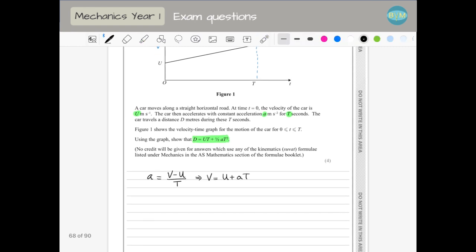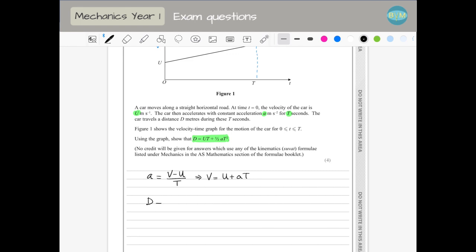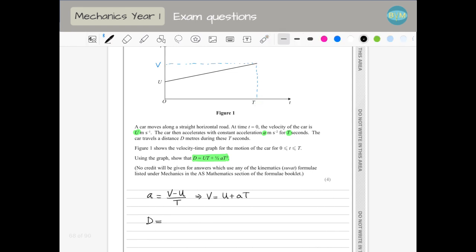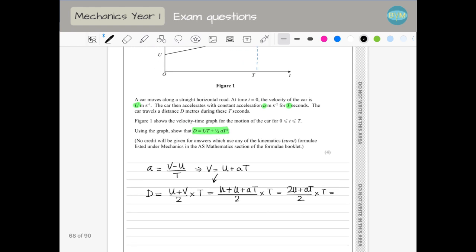Which means if I go to find the area of the trapezium, because that's going to be the distance, it is going to be the parallel sides, so u plus v divided by 2, times the distance between them, which is t. I don't want to write my formula in terms of v, so what I'm going to do is substitute v by what I found before. I'm going to substitute that here, and I have u plus at instead of v, divided by 2, multiplied by t. So I have 2u plus at, divided by 2, times t. I'm going to divide by 2 and then multiply by t in that order.